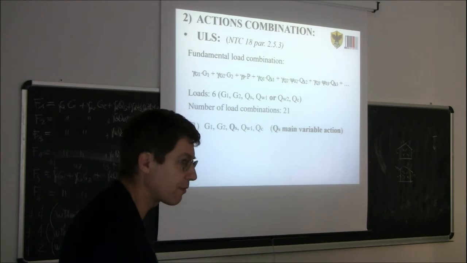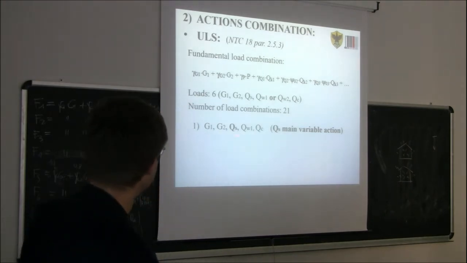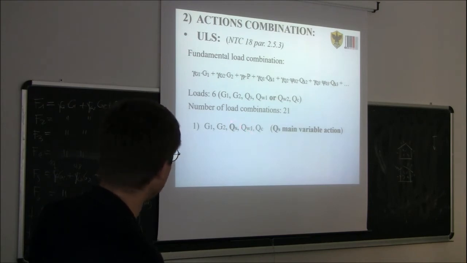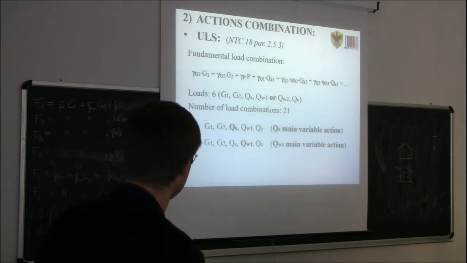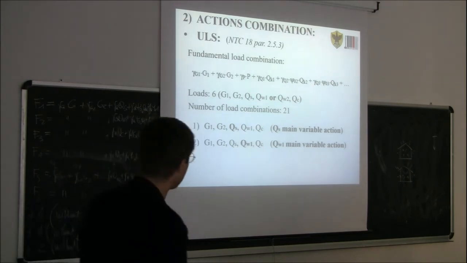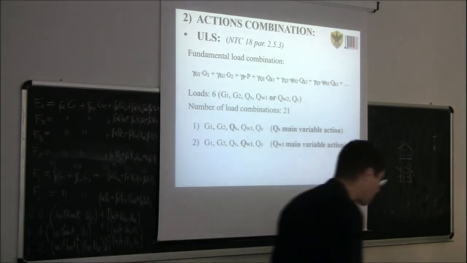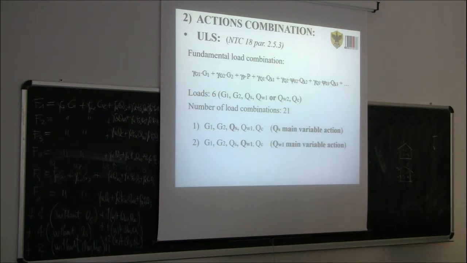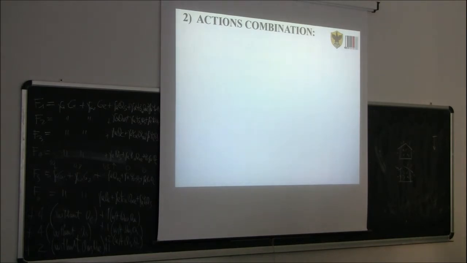So we start again from the beginning. First one, you see here all the loads. We choose here the QW1 and we choose the snow as a main variable action. Then we choose the QW1 as the main variable action, and then QC as a main variable action. Okay? Then we repeat exactly the same by replacing QW1 with QW2. So we have another 3. Similar.